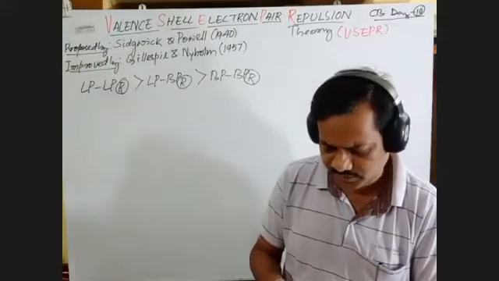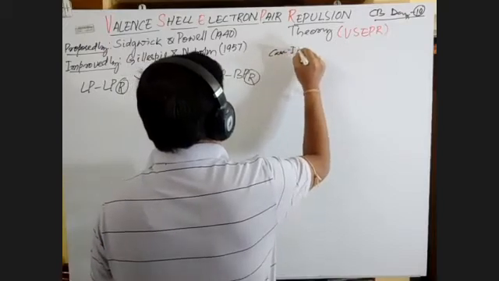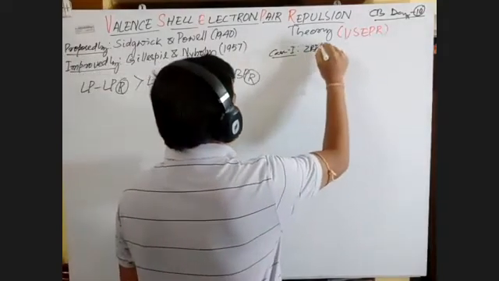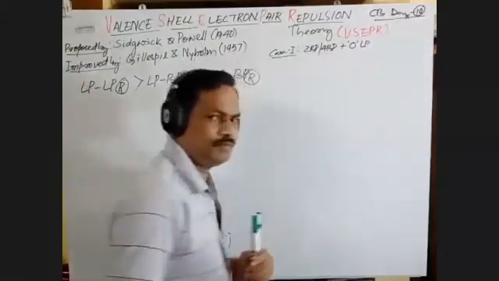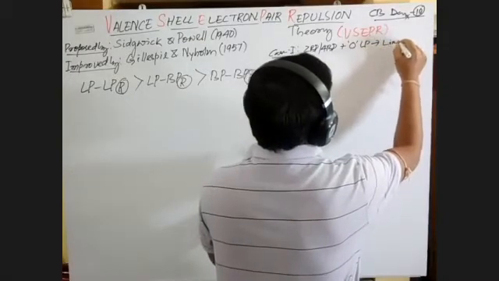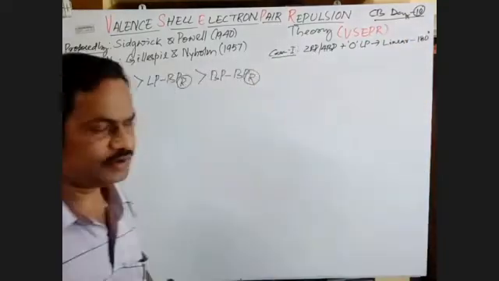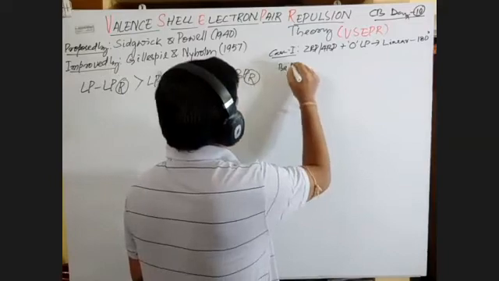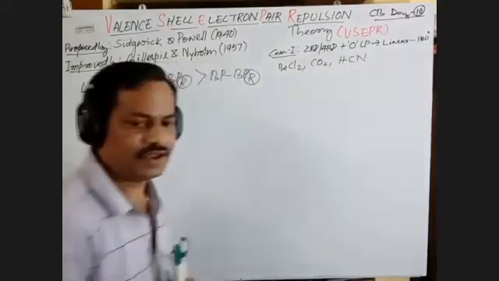In our previous case, case one, if the central atom has two bonded pairs with zero lone pairs, the shape of the molecule will be linear with a bond angle of 180 degrees. This happens in the case of BeCl2, carbon dioxide and hydrogen cyanide. This is case one.